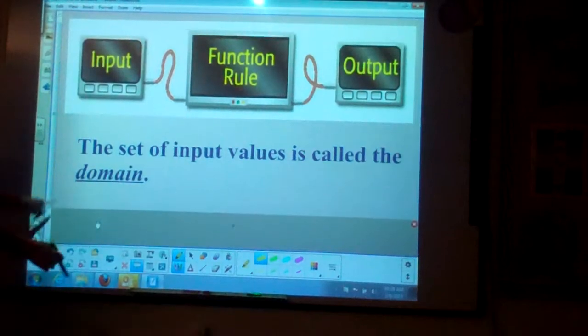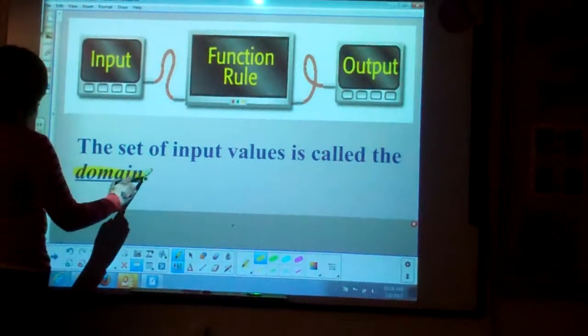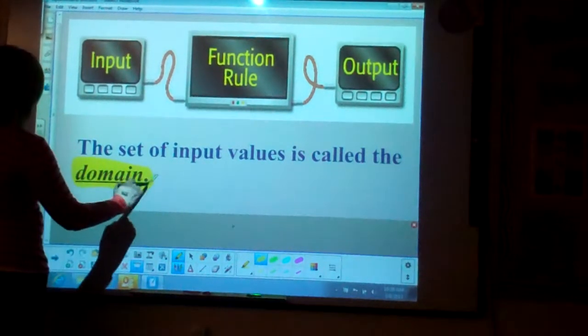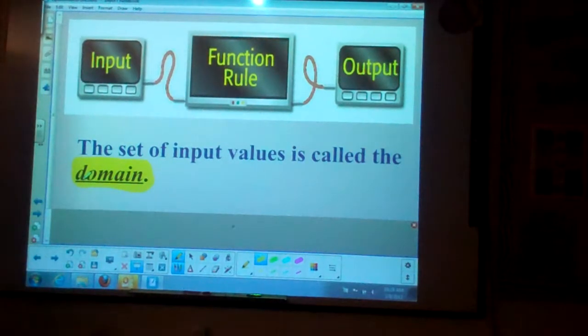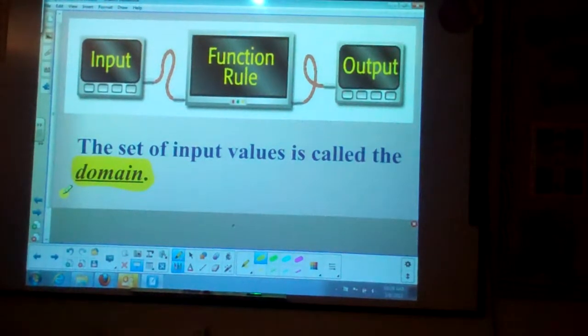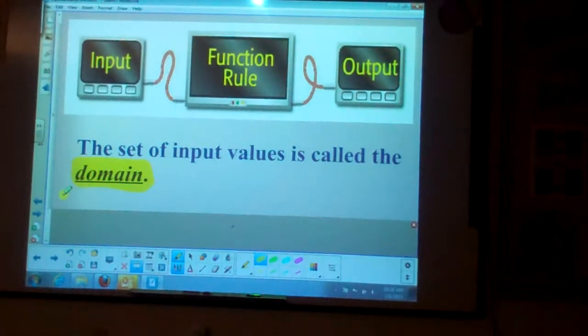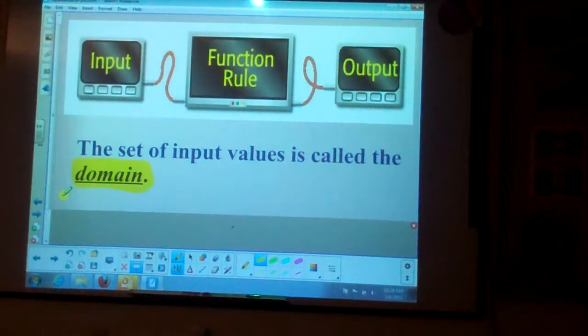The set of input values we call the domain. You know, there's a lot of vocabulary in this first section, but this vocabulary are words that we're going to use throughout the whole rest of the chapter.